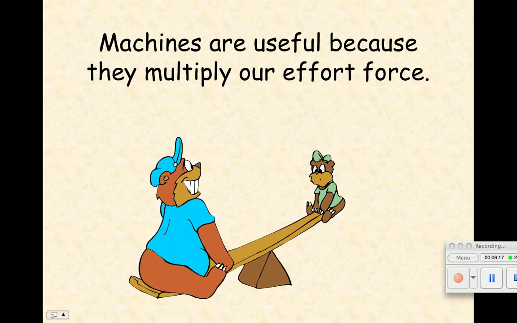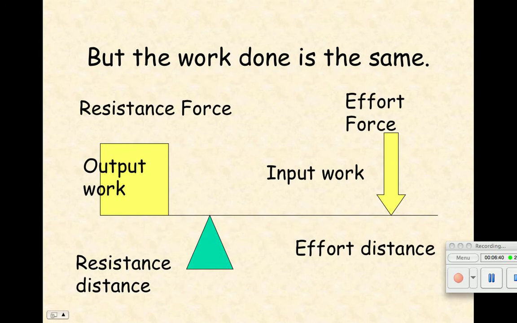So machines are useful because they can multiply our effort force. I place a force and the machine multiplies that force, okay? They don't do any more work. They may be able to give you more power because you can get the work done faster and easier, but you're still doing the same amount of work, whether you lift this child alone or if you use a lever to lift them, okay? So the work that you're doing is the same. It's just you're either changing the direction of the force or you're multiplying the force.